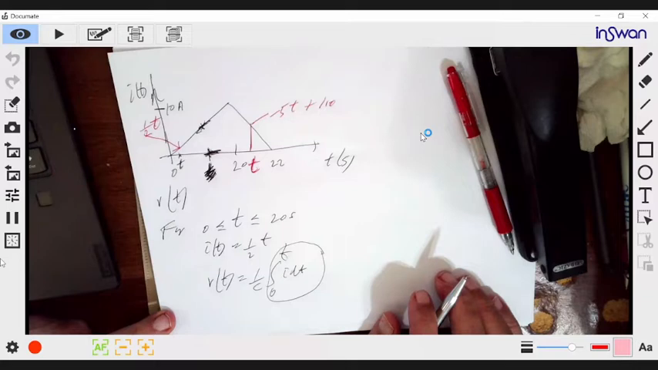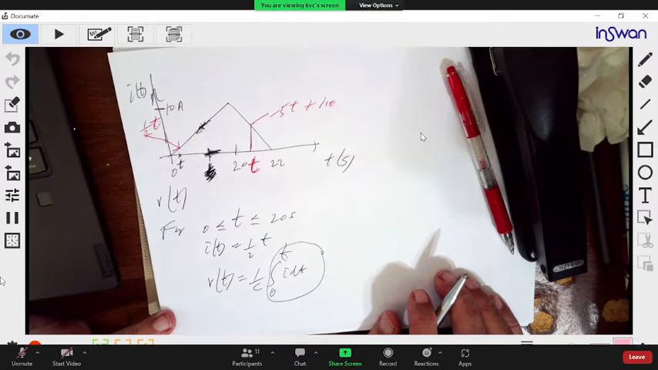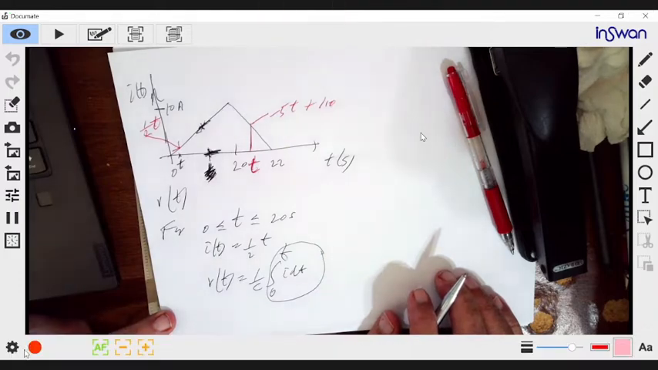Area under the curve. Area under what curve? From t equals 0 to t. Area.